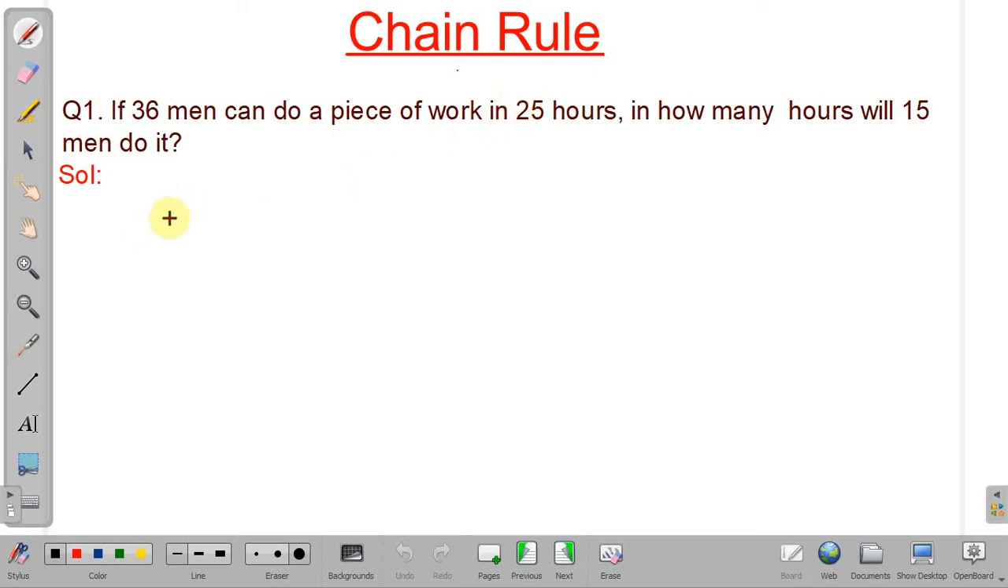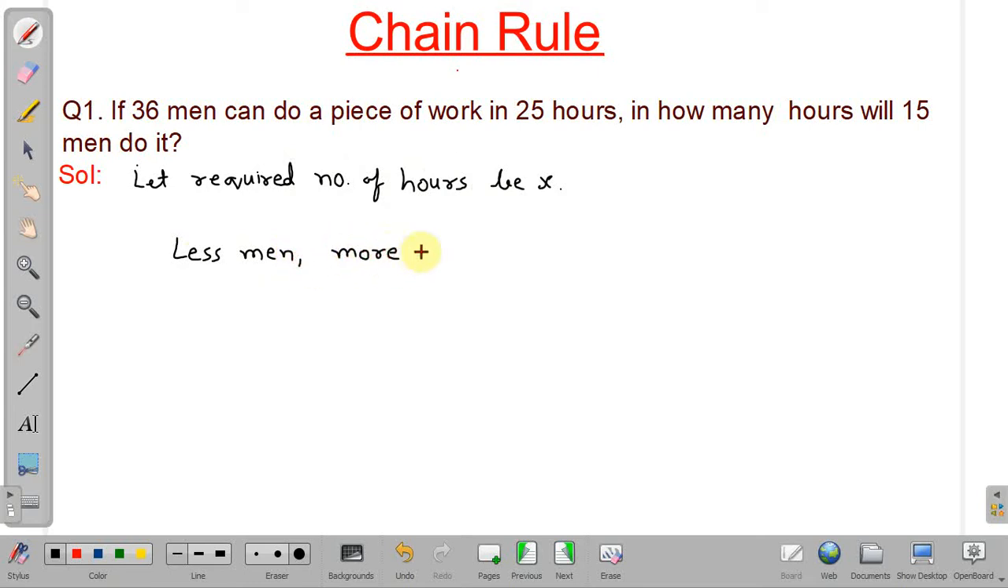So we will assume the required number of hours to be x. Now, as we have discussed, fewer men, more hours. So this is a case of indirect proportion.